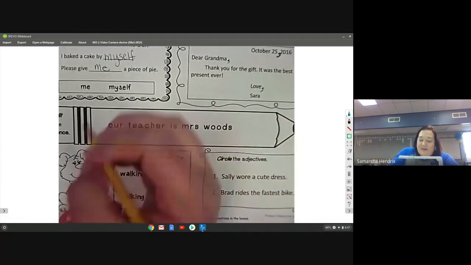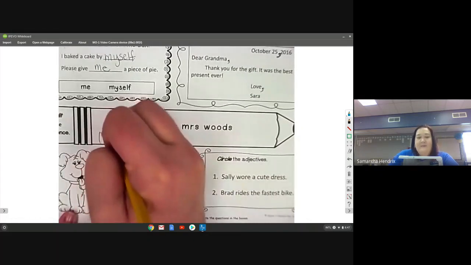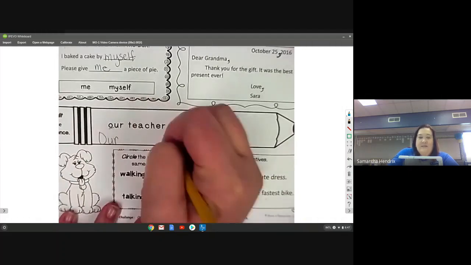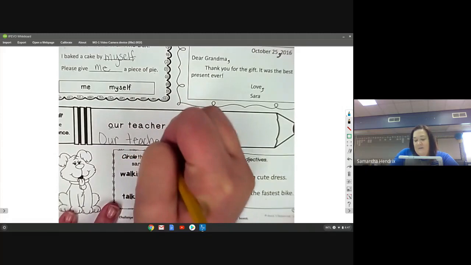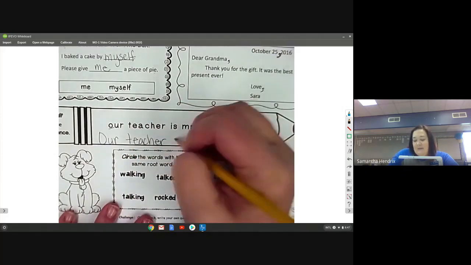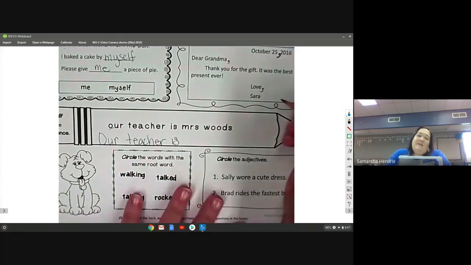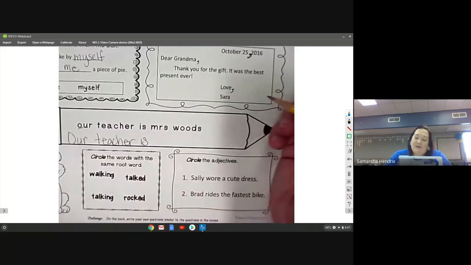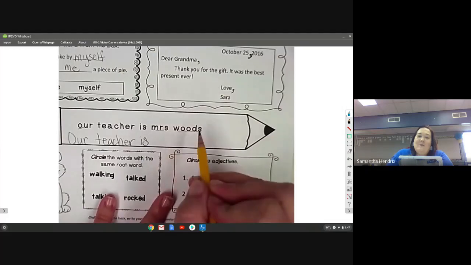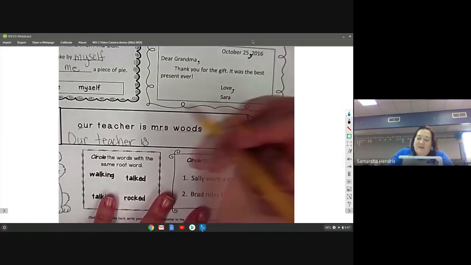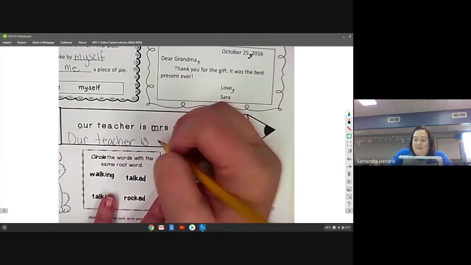Okay, let's edit our sentence. We need a capital letter. Our teacher is spelled correctly. Okay, so here's a proper noun. Mrs. Woods is the entire proper noun. So Mrs. Woods, we have to capitalize this M.